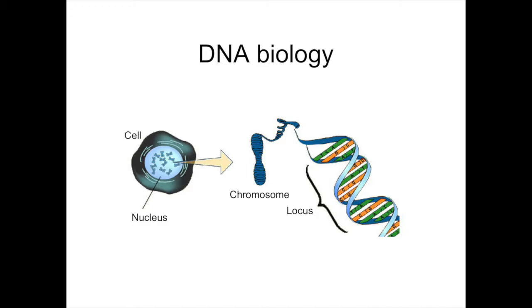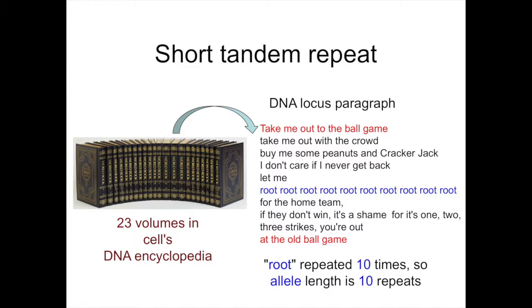And one location of that text is called a locus. And we'll be talking about genetic loci. And the human genome is packaged up into 23 pairs of chromosomes because it's kind of a big encyclopedia. So there are 23 volumes for it. And the main type of paragraph that scientists look at for identification, and they've done this for about 20 years, is called a short tandem repeat. And the reason is there's a short word in the middle of the paragraph.